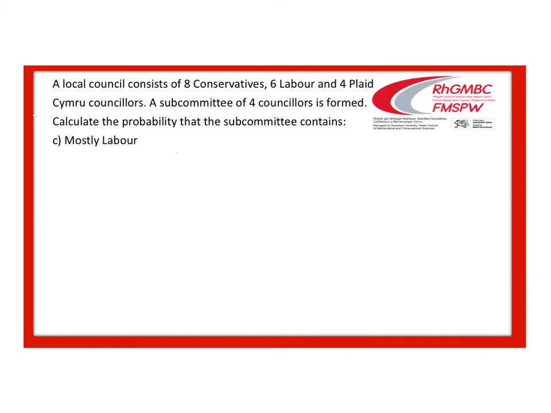In this last problem, we want to calculate the probability that the subcommittee contains mostly Labour. Now, what that means is we could pick a team that has either 3 Labour in or 4 Labour in. And what's also important here is that we don't care whether we pick a Conservative or Plaid Cymru, we just care that those remaining councillors are non-Labour. So actually we can help make this problem a little bit simpler by thinking of this as a set of 6 Labour and 12 non-Labour. And you'll see how that helps in a moment.